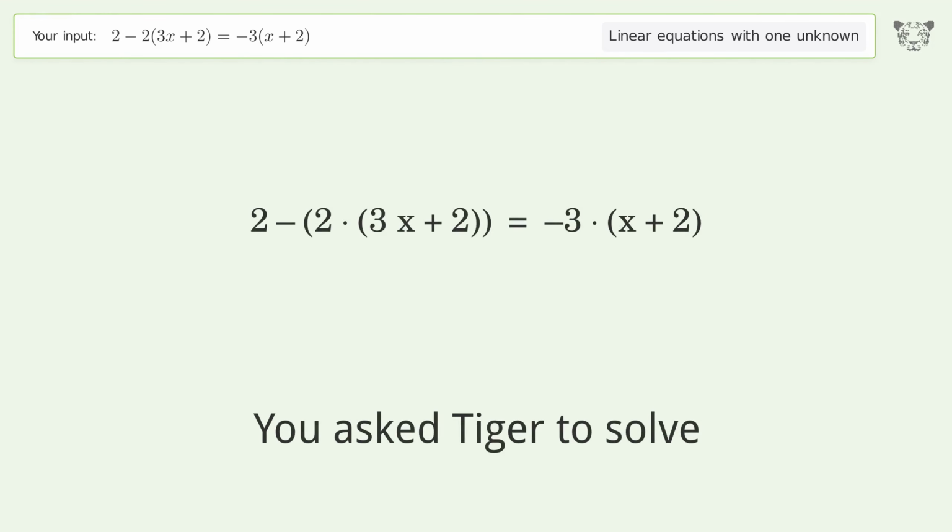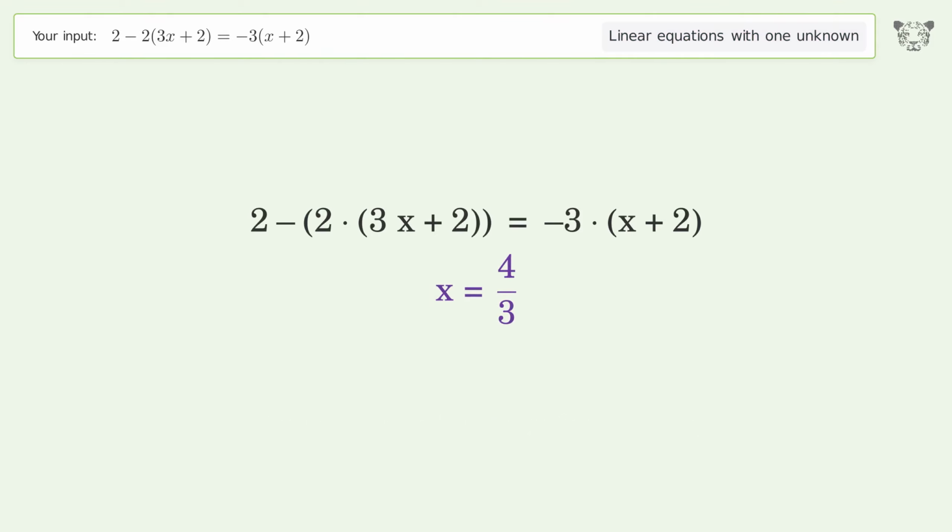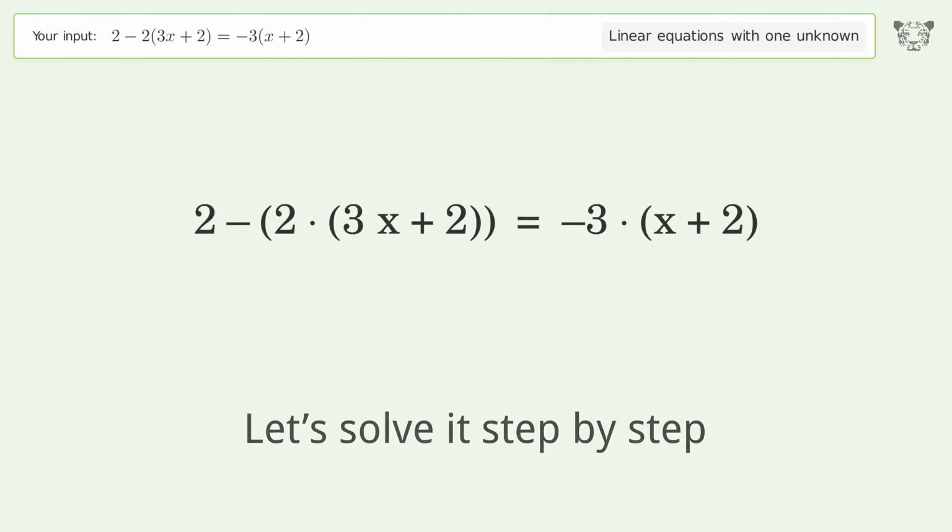You ask Tiger to solve this. This deals with linear equations with one unknown. The final result is x equals 4/3. Let's solve it step by step.